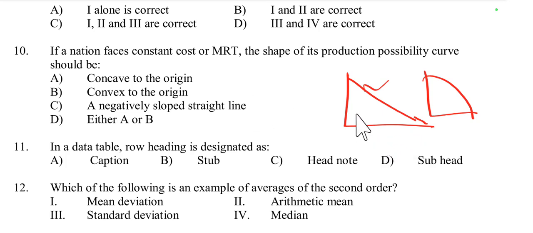regardless of the level of production. So the shape of the production possibility curve should be a straight line. Concave to origin, convex, negatively sloped, straight line. Yes, option C is right. It is negatively sloped and a straight line.